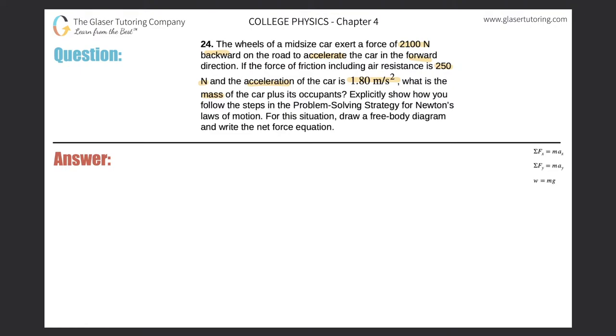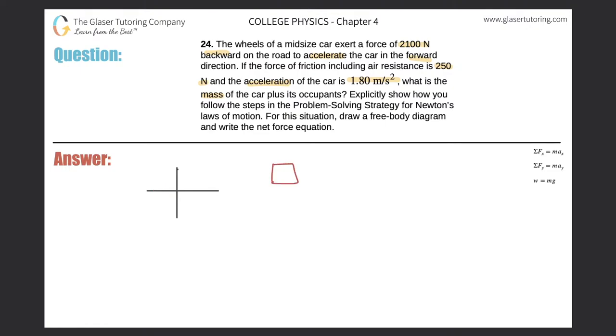All right, so free body diagram. Let's draw the axes. Now it says the car is exerting a force backward on the road. What you might think is to write the force in like this in my problem. It really won't make too much of a difference if you do that.